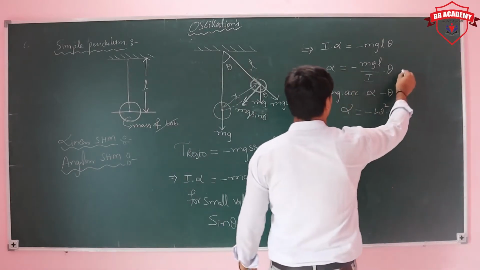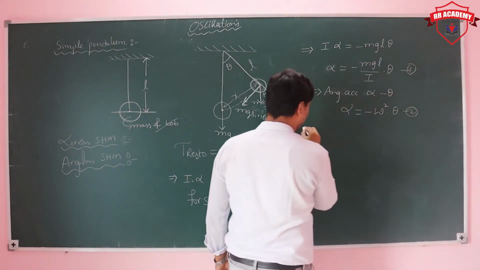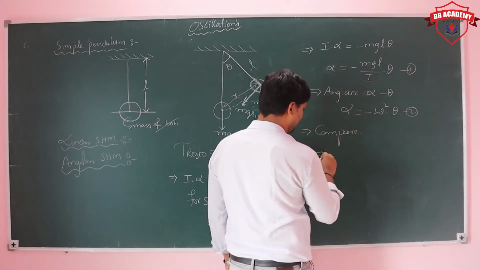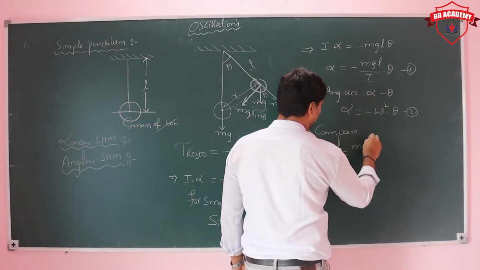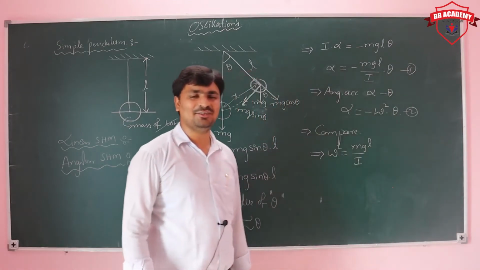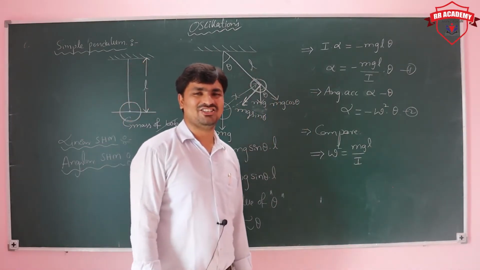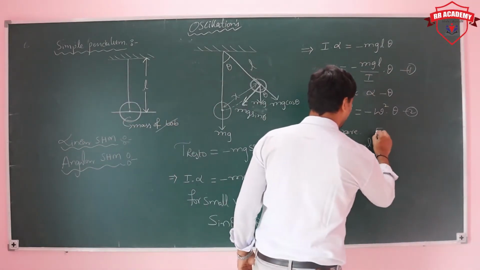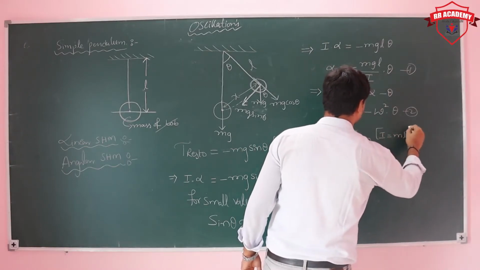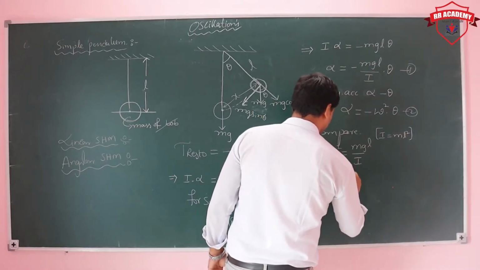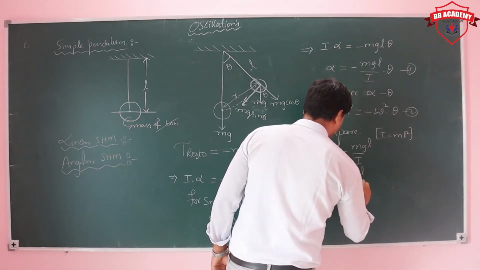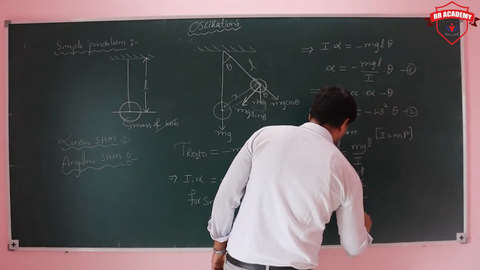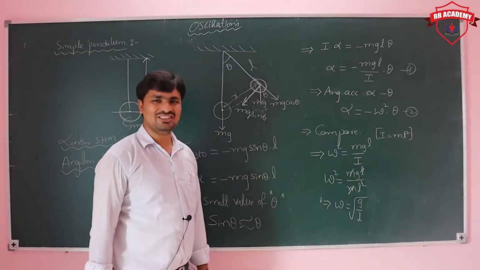So now just compare both equations. If we compare them, we get omega square equal to mgl upon I. What is I? I is the moment of inertia, with mass m and length l. That is ml square. So omega square is equal to mgl upon ml square. L will be cancelled. Then omega is equal to under root g by l.